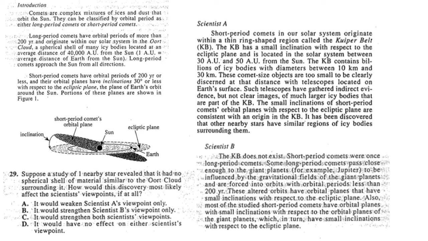So if you look at the answer choices, it would weaken Scientist A's viewpoint. Well, he's not talking about it. It would strengthen Scientist B's viewpoint. Well, he's not talking about the Oort cloud at all. It would strengthen both scientists' viewpoints. Again, not going to do anything. It would have no effect on either scientist's viewpoints. That D is the correct answer, and you're able to find that just by reading the first two sentences of each paragraph.